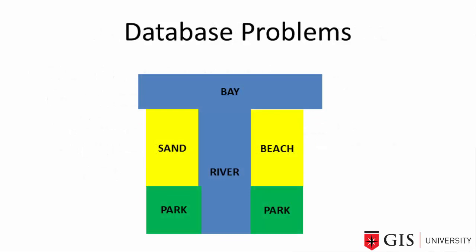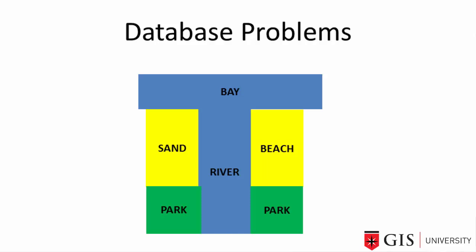So when you look at a GIS map, you can understand visually what's going on in it. So in this example, I have a polygon called sand and another polygon called beach, and there's another polygon called river in between them. Now it looks logical as a map, but looks can be deceptive. Now there are two parts to this. The first part relates to databases.